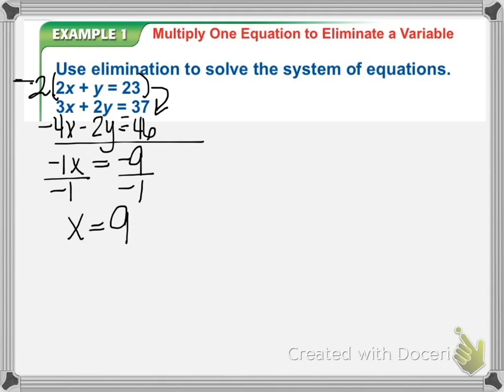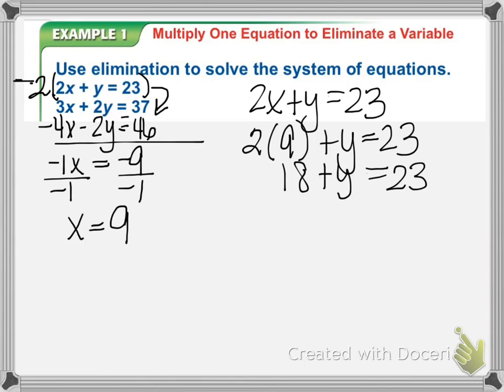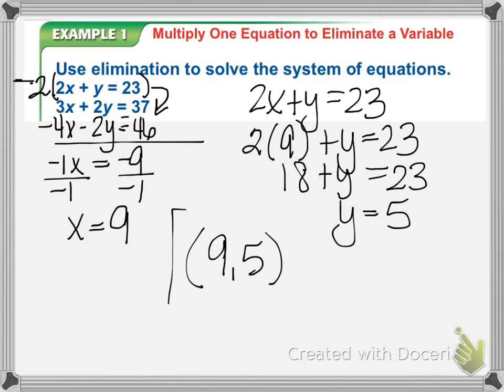All right, now you take that x equals 9 and you go back to one of the original equations. So I'm going to go to that top equation. I'm going to use 2x plus y equals 23. You don't have to recopy it down. I'm just pulling it out so that you see which one I'm going to use. So when you plug in your x value, you get 2 times 9 plus y equals 23. So 18 plus y equals 23. And then you're going to subtract 18 from both sides, and you're going to get 5. So your solution ordered pair is 9, 5.